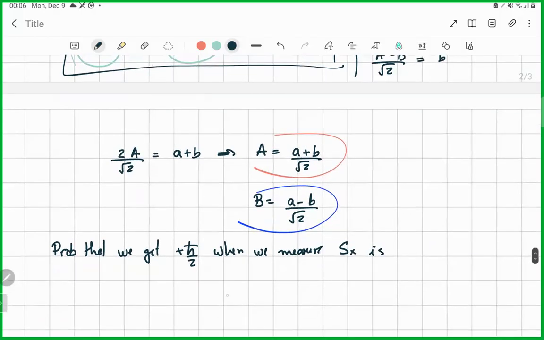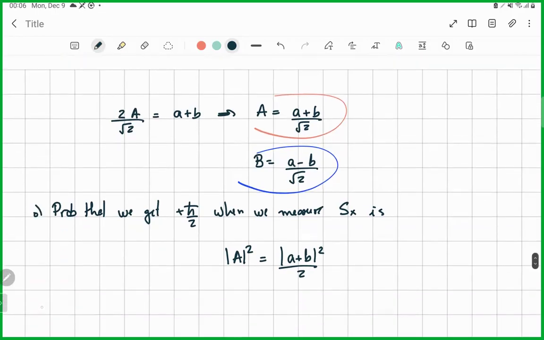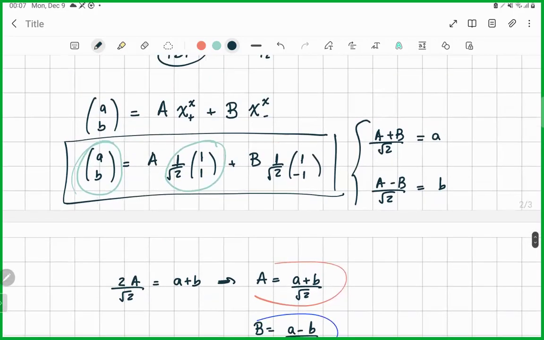absolute value square of big A. What is that? Absolute value square of A plus B divided by 2. And what is the probability that when we do the same measurement, we get minus h bar over 2? Well, that is B squared, which is A minus B absolute value square over 2. Okay, very good. This is one way to get this coefficient A and B. This is one way, brute force, as I said, writing down the vectors and trying to find these equations to get big A and big B.